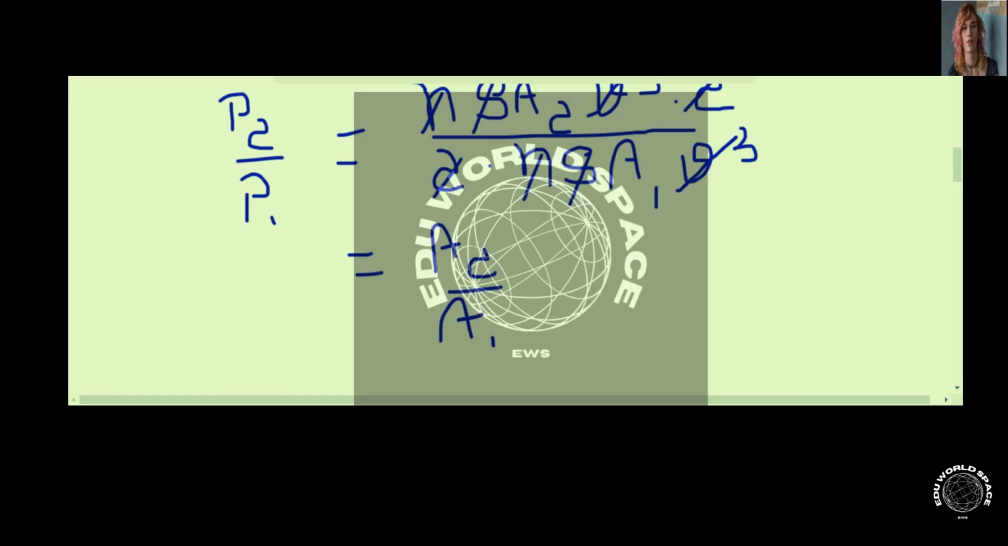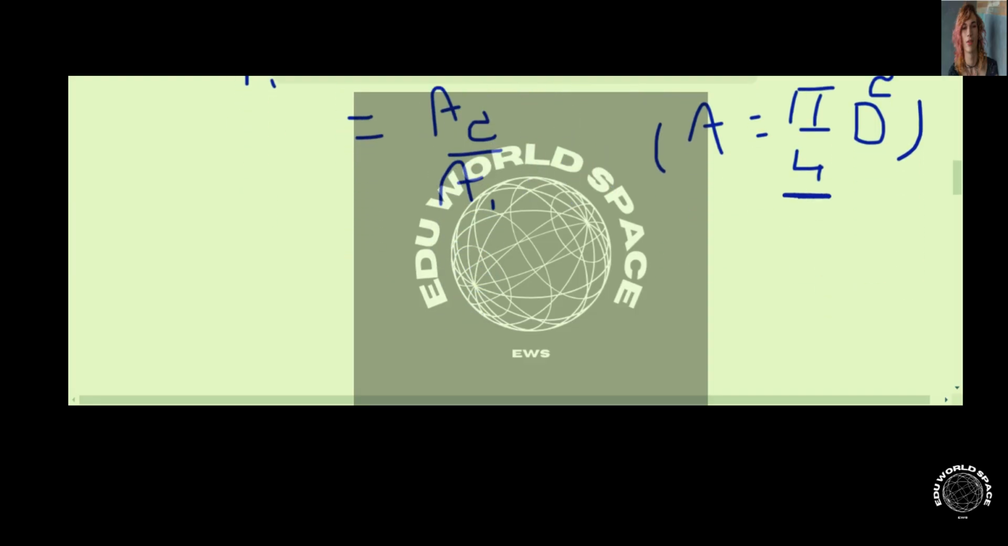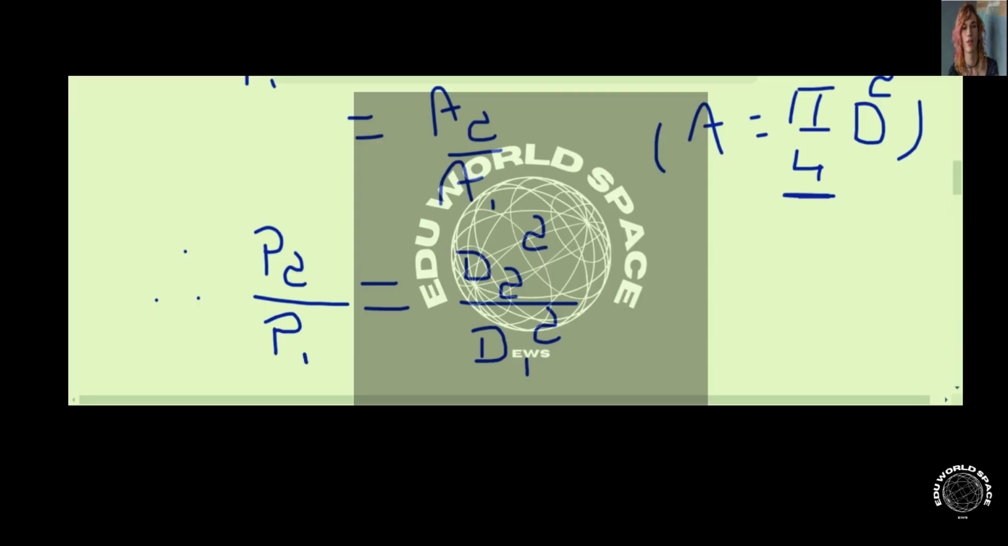But as we know, the area is pi by 4 d square, and pi by 4 is also a constant quantity. So in numerator and denominator, both will be cut out. So finally I can write, instead of A2 there will be D2 square, and instead of A1 there will be D1 square, which is nothing but my design of power 2 and the power of design 1.